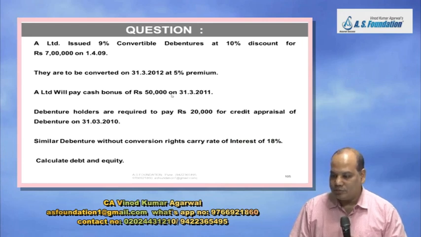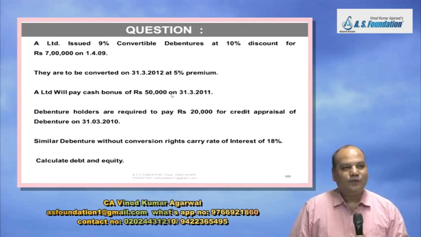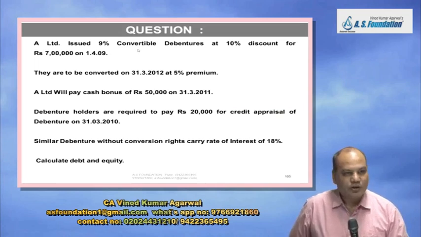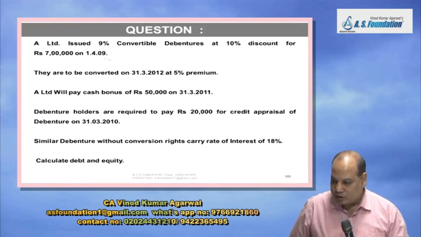Question number 28. A Limited issued 9% convertible debenture at 10% discount. Looks similar but not the same. For 7 lakh rupees on 1/4/2009. So your initial proceeds received will be 6,30,000. These are to be converted on 31st March 12 at 5% premium. So how many years are involved here?